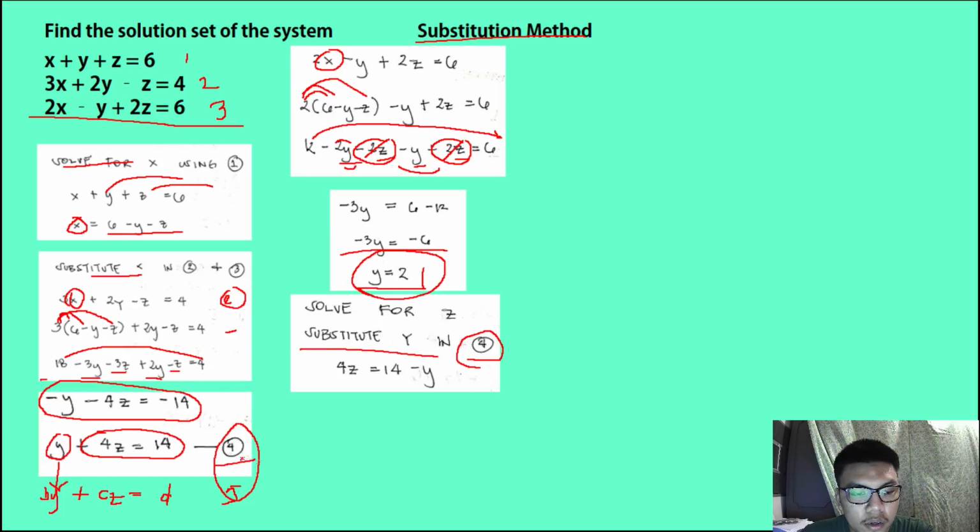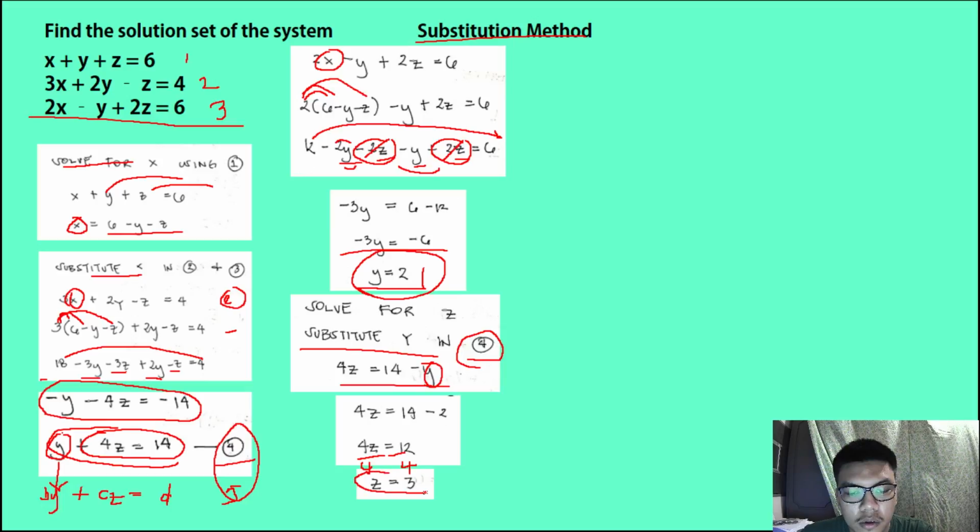Okay? So ito yung ating equation 4. Y plus 4z is equal to 14. So since we are solving for z, we transpose y, ano, sa kanan. So we have 4z is equal to 14 minus y. Then we substitute the value of y, which is 2 here. Okay, so you have now 4z is equal to 14 minus 2, that is equal to 4z is equal to 12, ano? Then you divide both sides by 4 to solve for z. So z now is equal to 3.